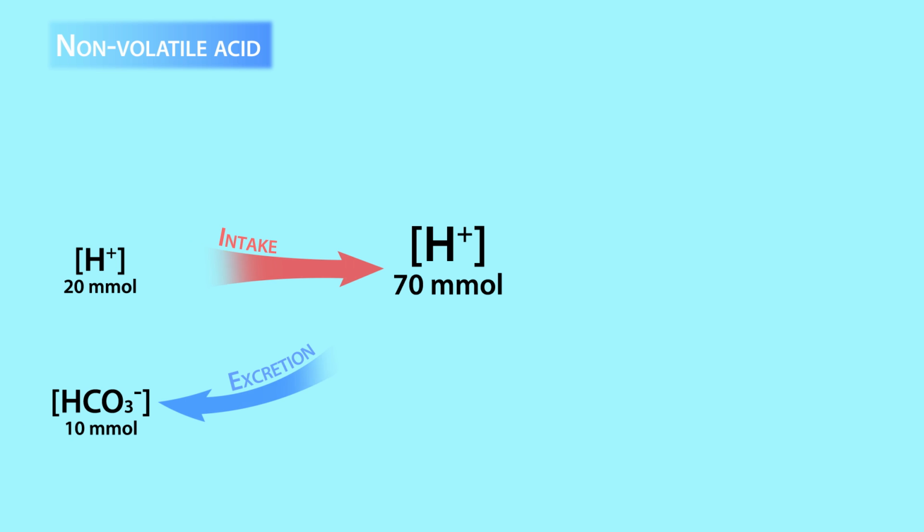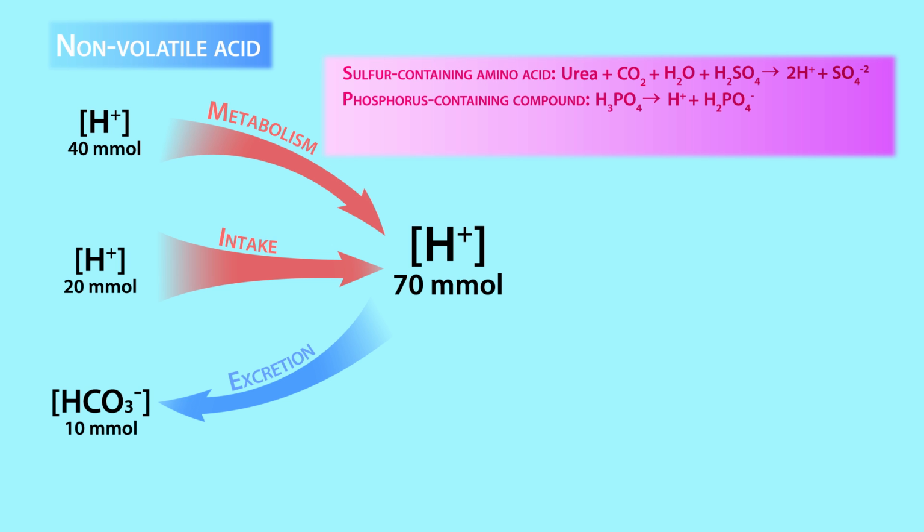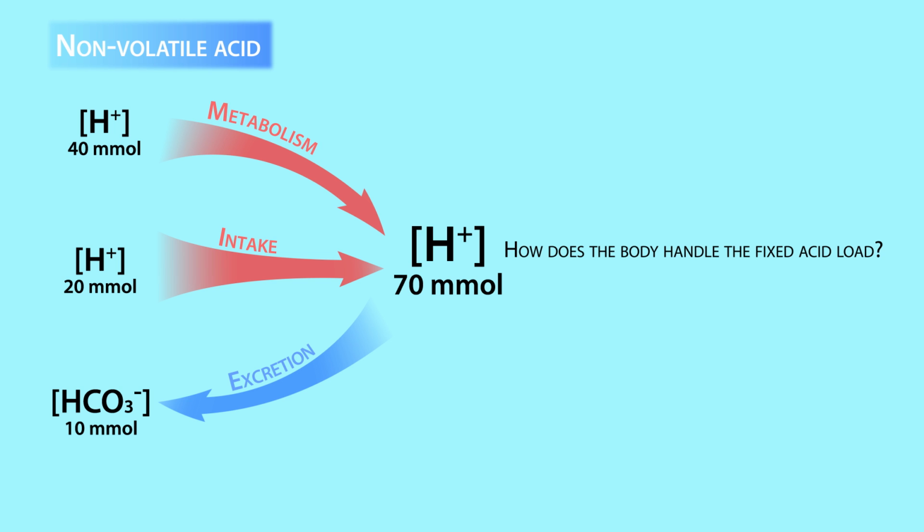Now, the average person produces 70 millimoles of non-volatile acid each day. 20 comes from the diet, 10 are excreted as bicarbonate, and 40 are generated from the metabolism of sulfur-containing amino acids, phosphorus-containing compounds, and the incomplete metabolism of carbohydrates and fats. So, how does the body handle the fixed acid load?